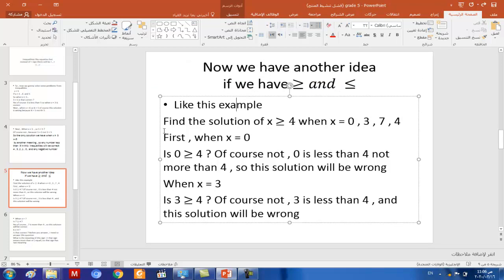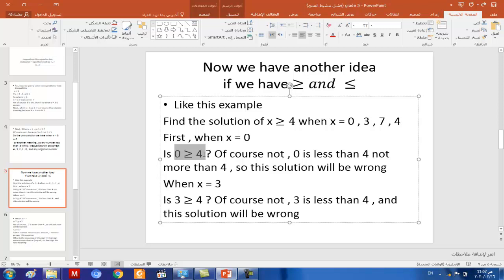Like this example. Find the solution of x when x is more than or equal to 4. So, when x equals 0, 3, 7, and 4. In the first, x equals 0. Substitute x by 0. Is 0 more than 4? Of course not, because 0 is less than 4, not more than 4. So this answer will be wrong.